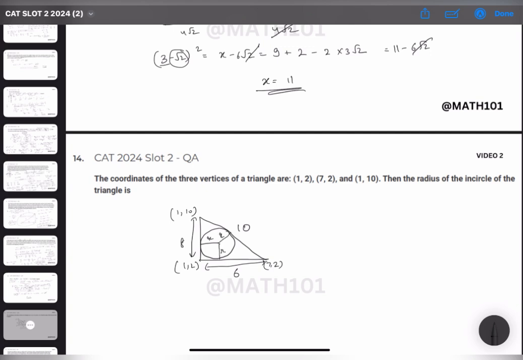What we will do is we will try to find the area of the triangle in two ways. First is half into base 6 into height 8, and another way is by dividing this into 3 smaller triangles, each with a height r, because r is perpendicular to the sides. So the area of this triangle is half into r into 6, plus the area of this triangle is half into r into 8, plus the area of this triangle is half into r into 10.